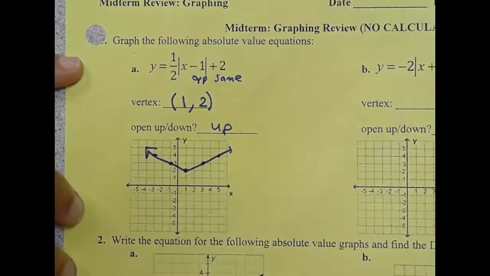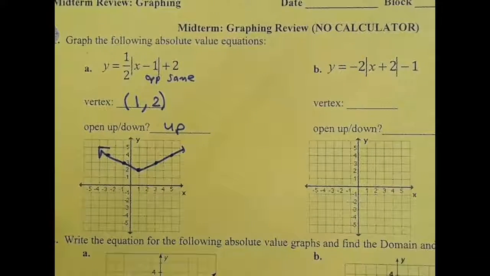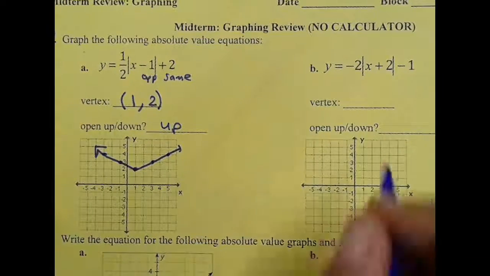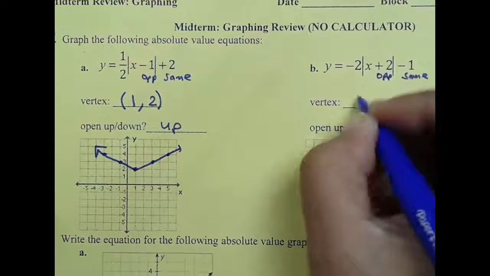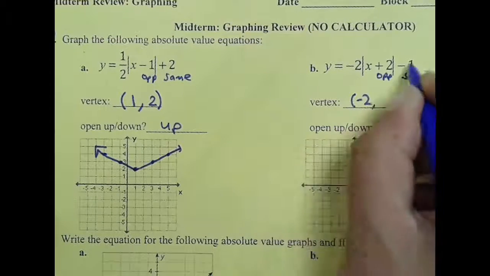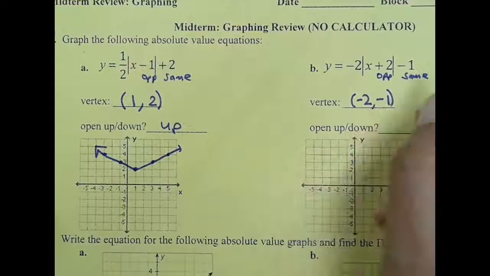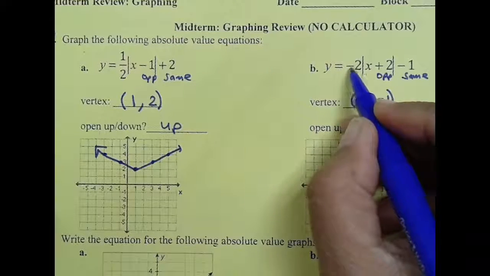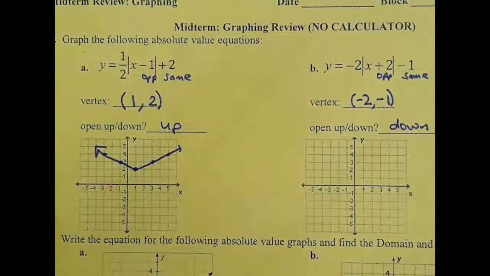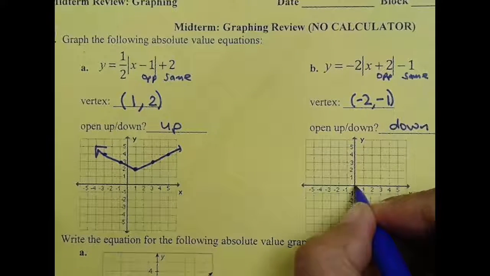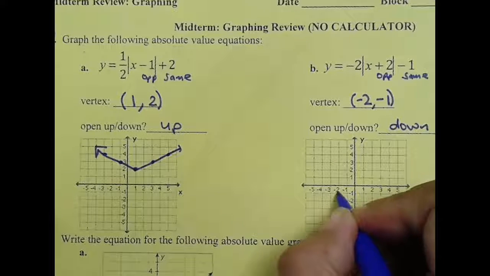Okay, we're going to do the same thing to this next problem right here. Again, we want to do opposite, same. So opposite of +2 is -2, same number, -1. Since this is a negative in front of the absolute value, this is going to go downwards. Right? So let's go ahead and plot this first vertex point, which is -2, -1.